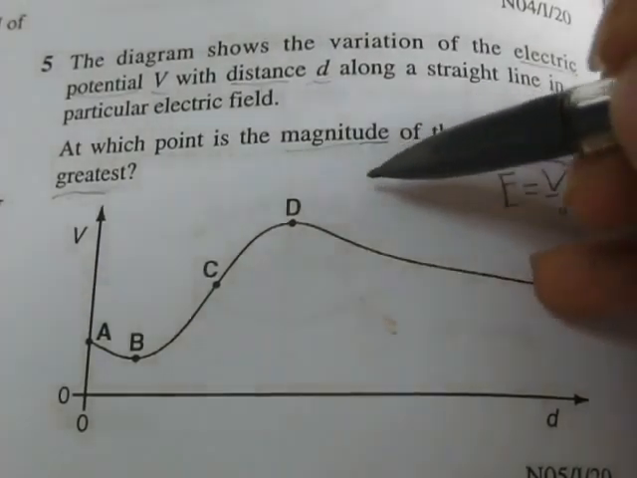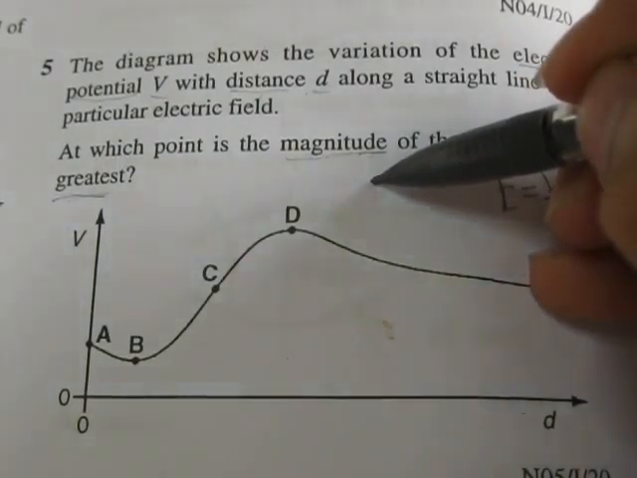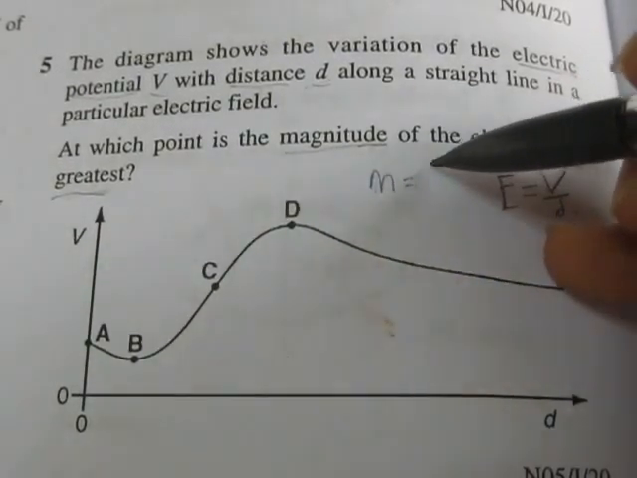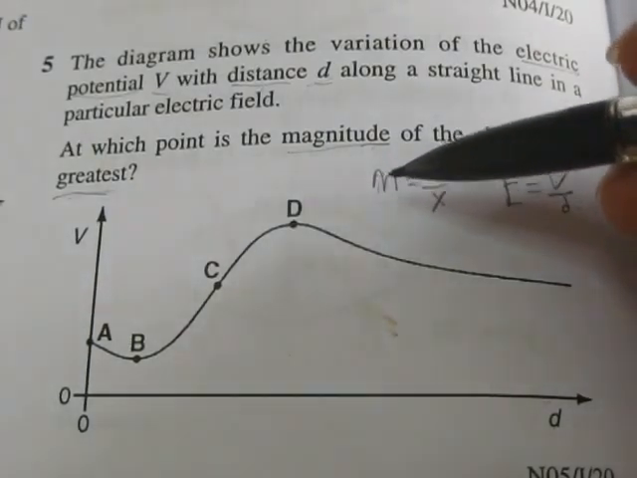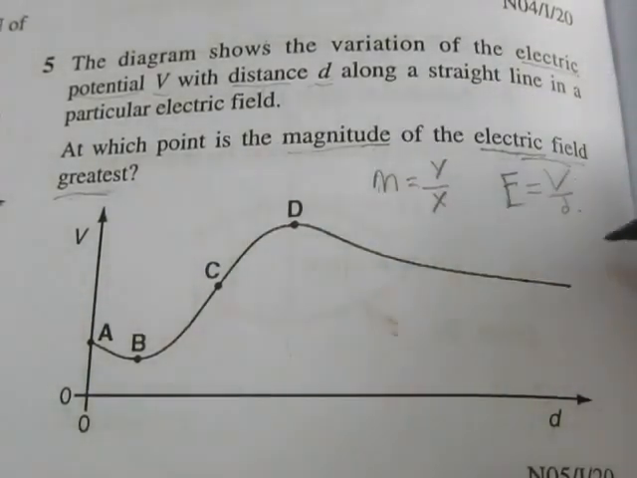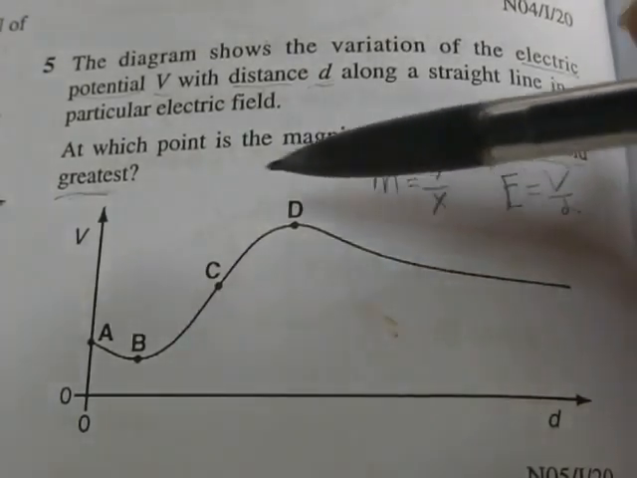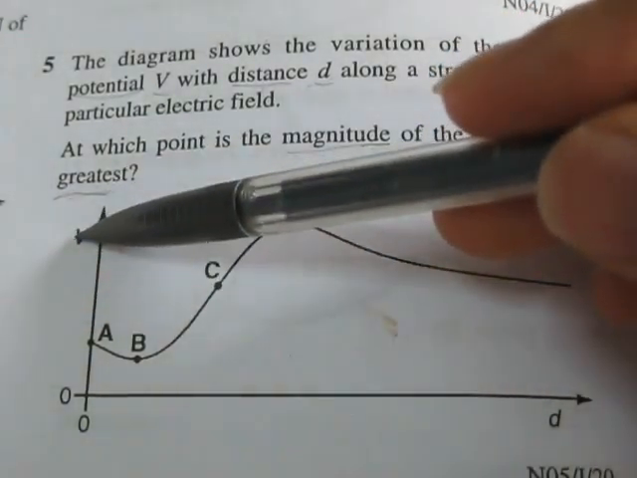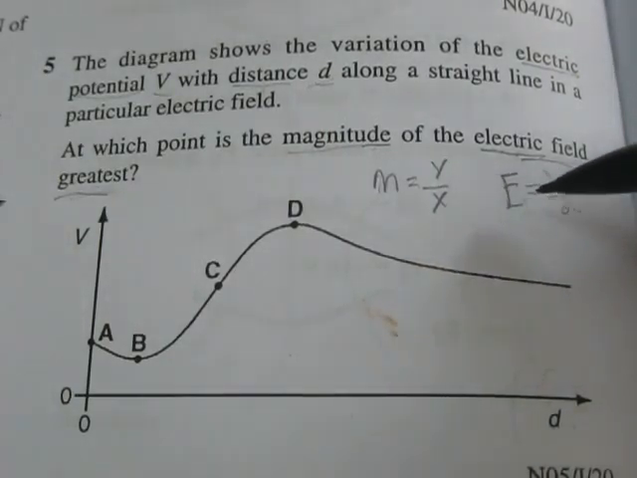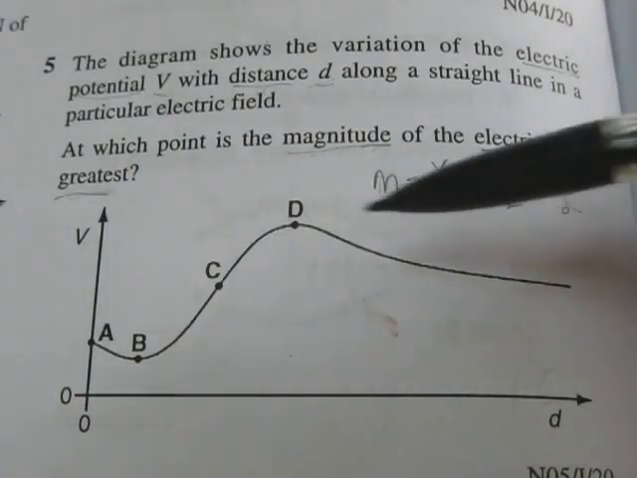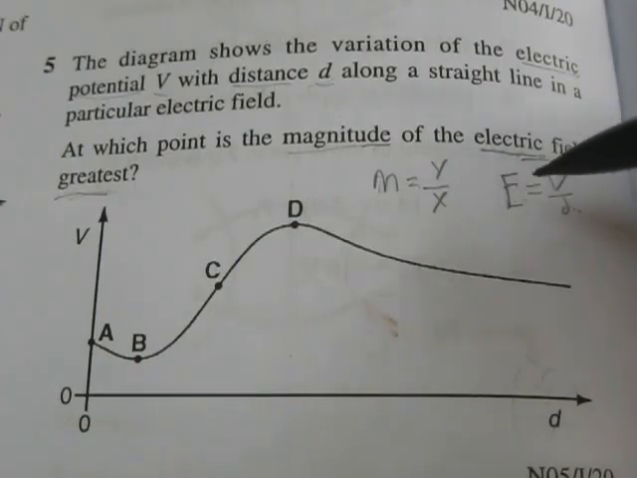But how do you get that? If you remember your y equals to mx plus c, m is actually your y over x, correct? So y over x is your gradient, your m. That means, I say again, the gradient of a potential against distance graph is your electric field. This means at the point where there is the greatest gradient is the greatest electric field.